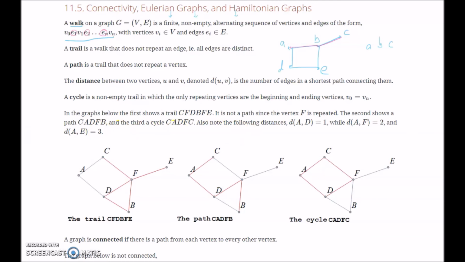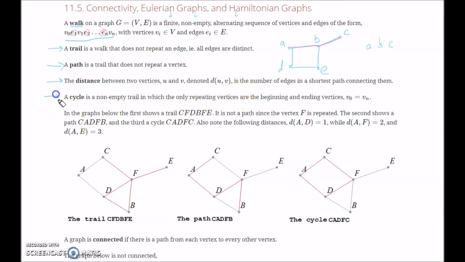But moving on, a trail is a walk that does not repeat any edges. It doesn't go over any edge more than once. A path is a trail that doesn't repeat a vertex. So a path is like a trail, but in addition to not repeating edges, I'm not going to repeat any vertices. The distance, which we're not going to do much with, between two vertices is the number of edges in the shortest path connecting them.